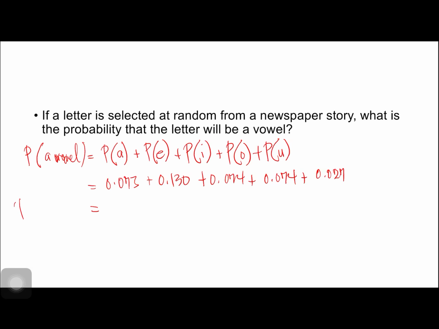Okay, so for the probability that the letter will be a vowel, we have there 0.073 plus 0.130 plus 0.074 plus 0.074 plus 0.027 gives us 0.378. Okay, that is the probability that the letter selected at random from the newspaper story is a vowel.